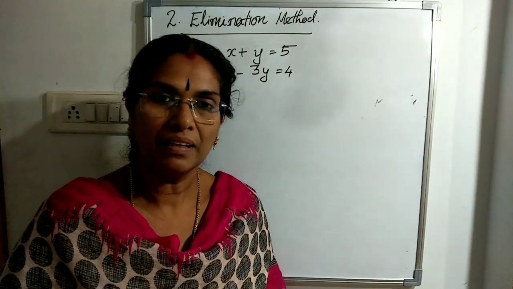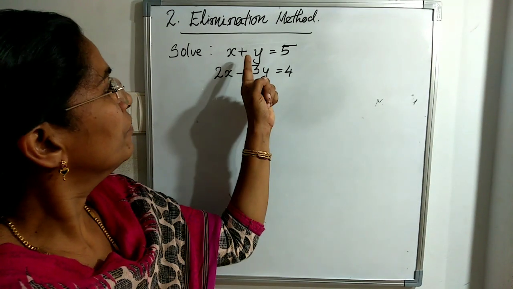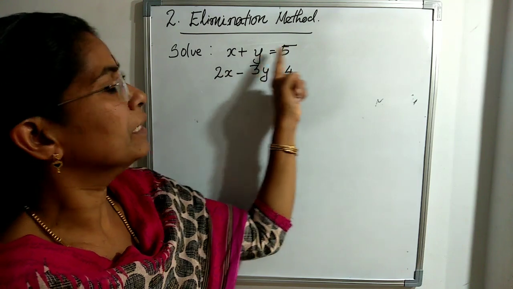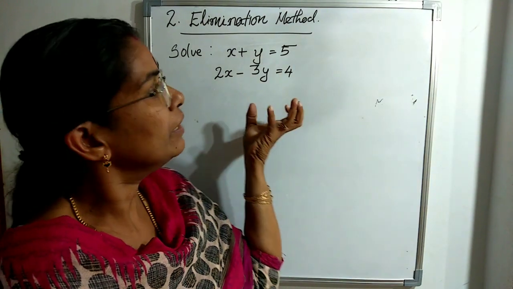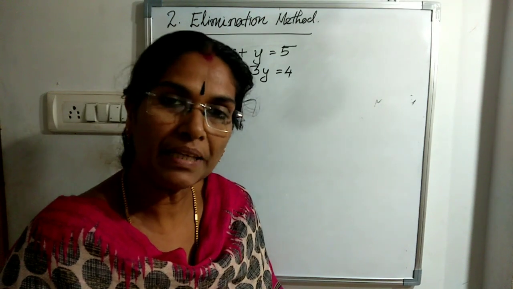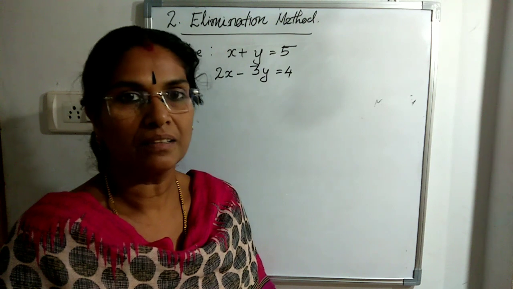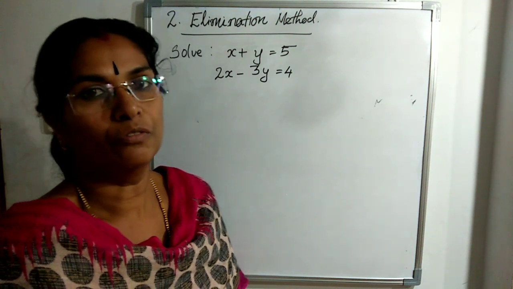In the last class we learned the substitution method, which means taking one variable in terms of another one. But today we have to study the elimination method. We have to eliminate one variable. We have to avoid one variable. For this, you have to follow these steps.